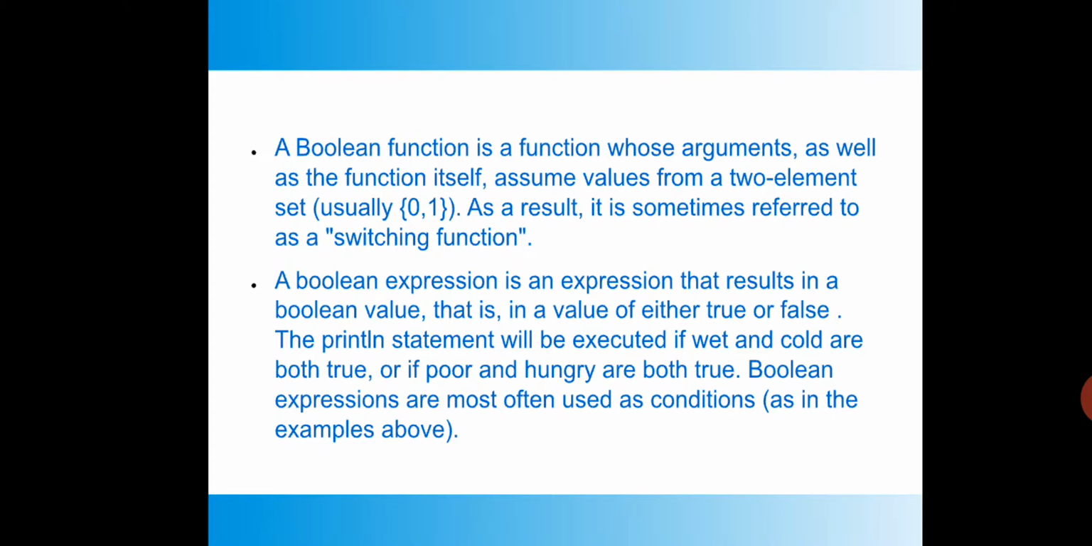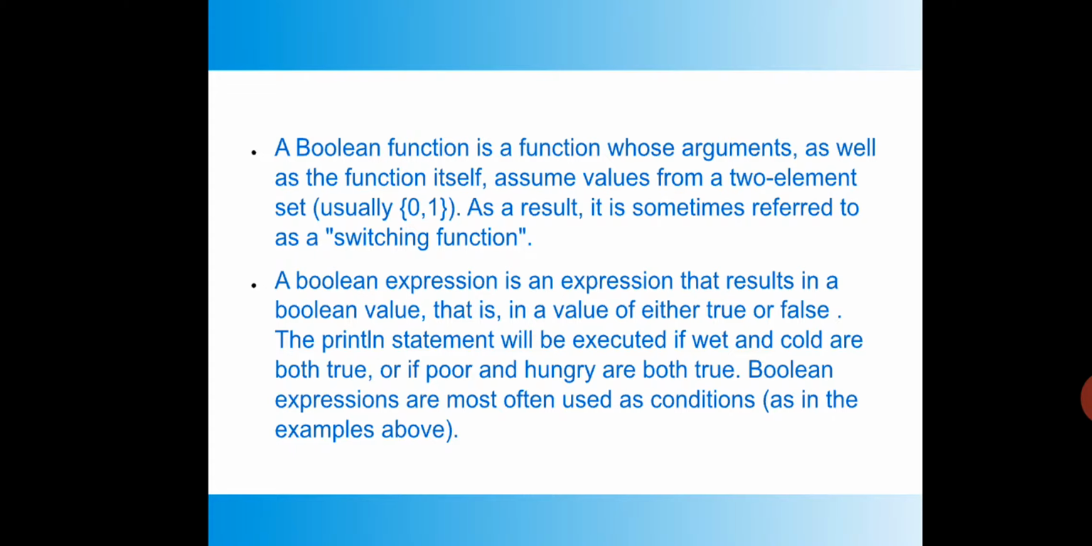Now usually it will be zeros and ones. As a result, it is sometimes referred to as a switching function. This Boolean function is also called a switching function because of its nature, either 0 or 1. At the max you will have two values, isn't it? Either 0 or 1. So it keeps on switching based on the variables you pass, or the function you pass, or the instruction you pass to a particular system.